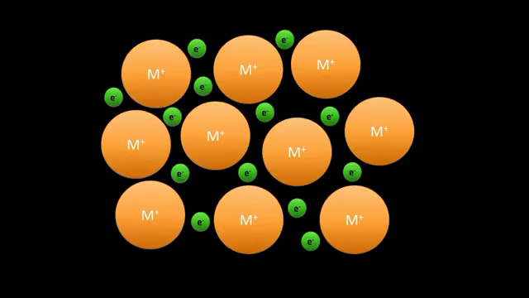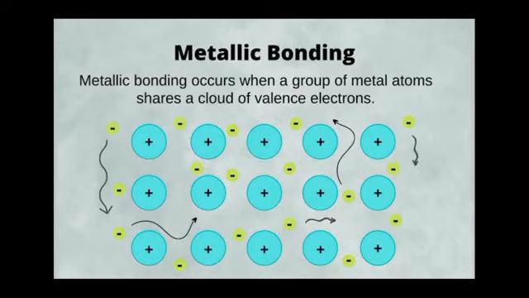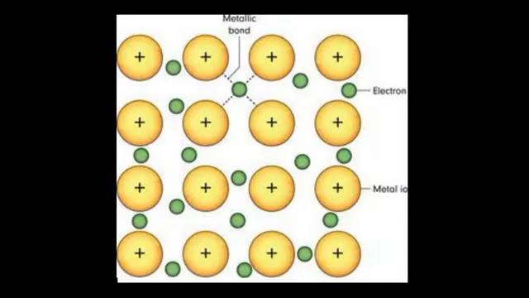And metallic bonds are formed in metals, where atoms share their outer electrons freely across a sea of electrons. This electron delocalization allows metals to conduct electricity and heat efficiently.